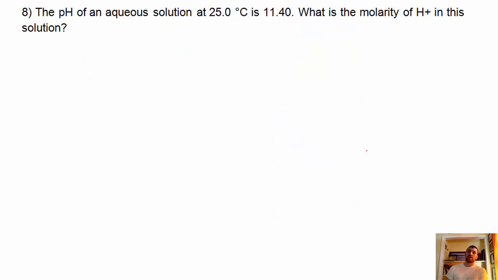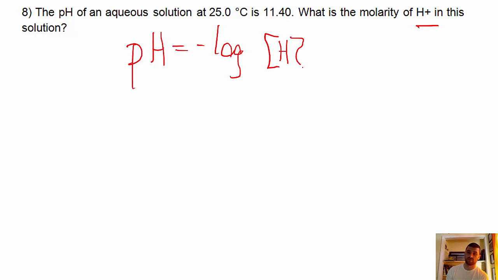The pH of an aqueous solution at 25 degrees Celsius, about room temperature, is 11.4. What is the molarity of H plus in this solution? So this is going to take a little bit of algebra, dealing with logs. We know the formula is pH equals negative log of the concentration of H plus. But what we're trying to find is this H plus. So we're going to have to rearrange this to get H plus by itself.